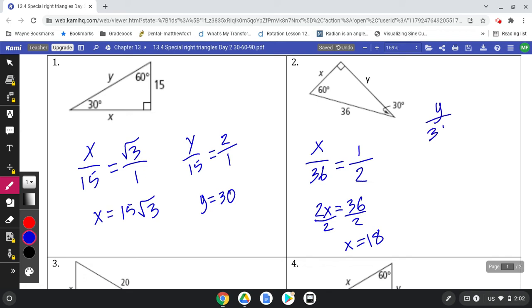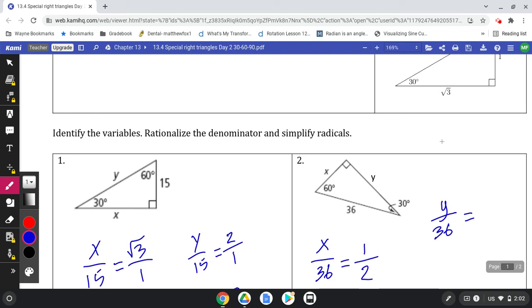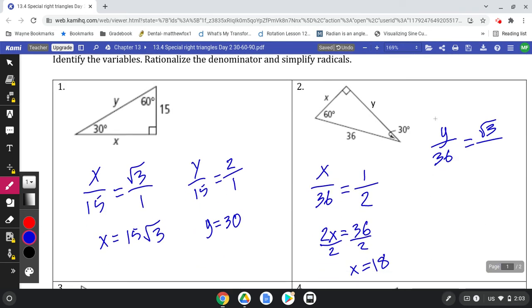Now your next one, y. Y divided by 36. Y is across from 60. So right here, across from 60. So we look up here, what side is across from 60? Square root of 3. 36 is across from 90. We look up here, across from 90 is 2. We cross multiply, 2y equals 36 square root of 3. Divide by 2, divide by 2. Get y equals 18 square root of 3.